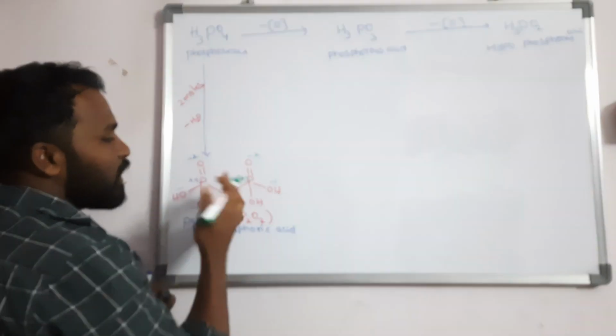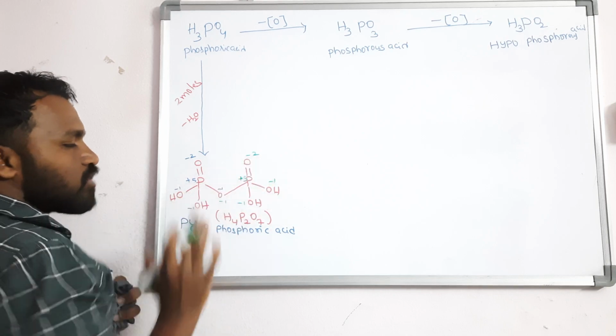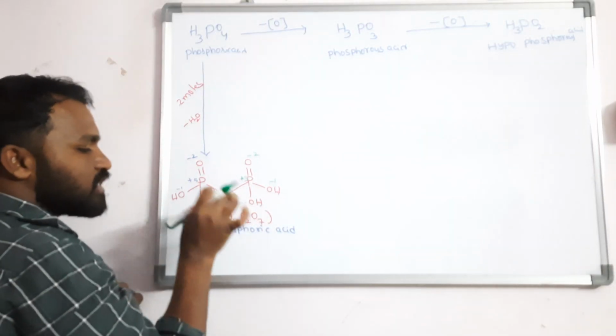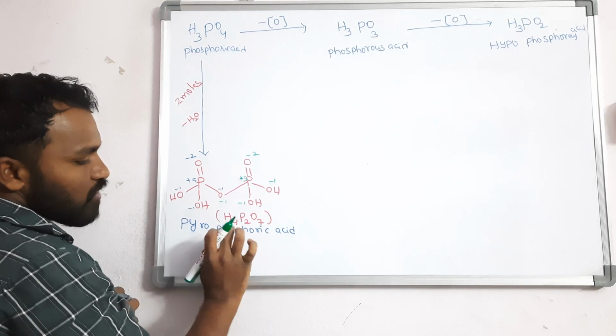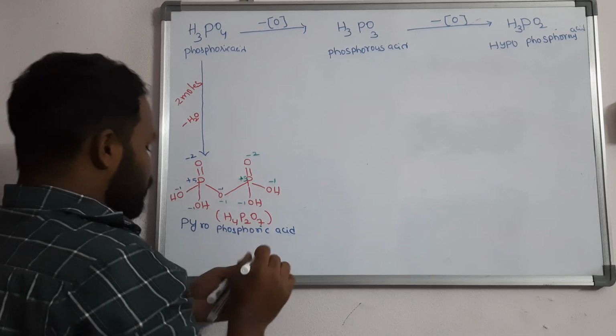So how many P-P bonds? There are no P-P bonds, right? So simply, there are no P-P bonds. The questions they will frame like this. So you should write the structure as well as the name and the formula. All of it you should learn. Next, in the same way I am going to write here.